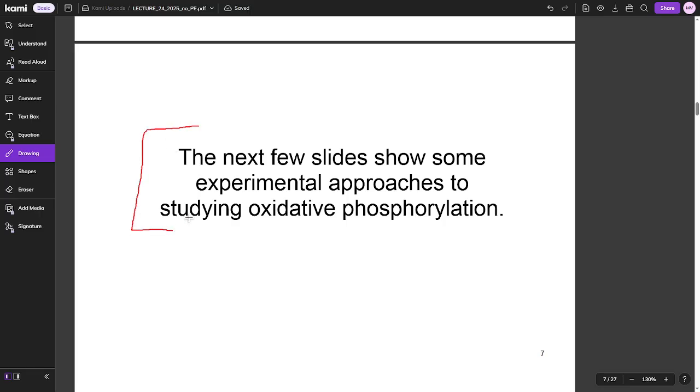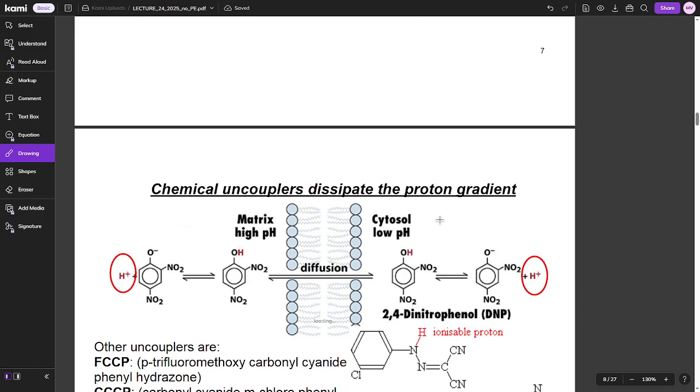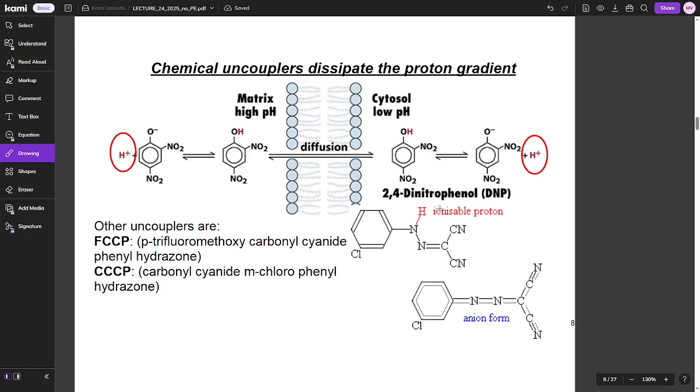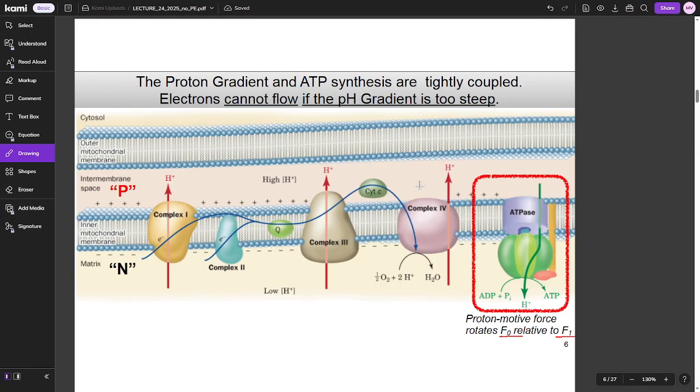They generally do not test on the experimental approaches for studying oxidative phosphorylation, but they do test you on the different inhibitors. An example is DNP, dinitrophenol. It's not an inhibitor, but it's an uncoupler. It's a decoupler, right? The only way for the proton gradient to be reestablished, after the proton gets to this side, is for it to go back to the other side through the ATPase, which is going to generate ATP if it goes through there, right?